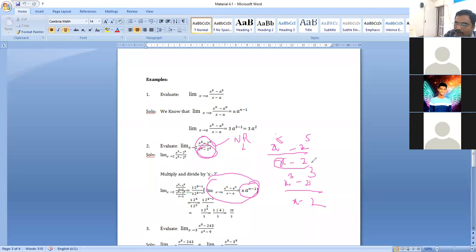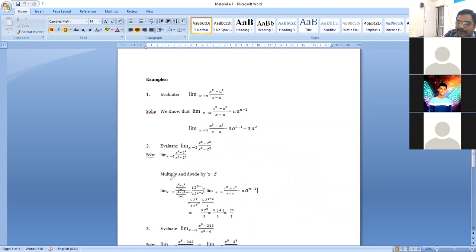So to get this x minus 2 here, what are we doing? We are multiplying and dividing by x minus 2. So limit x tends to 2: when you multiply and divide, the numerator gets divided by x minus 2, similarly the denominator by x minus 2. Now you have to apply the limit properties for numerator and denominator, that is f of x by g of x. So when you apply the limit, you have to apply it for both. That is this step.